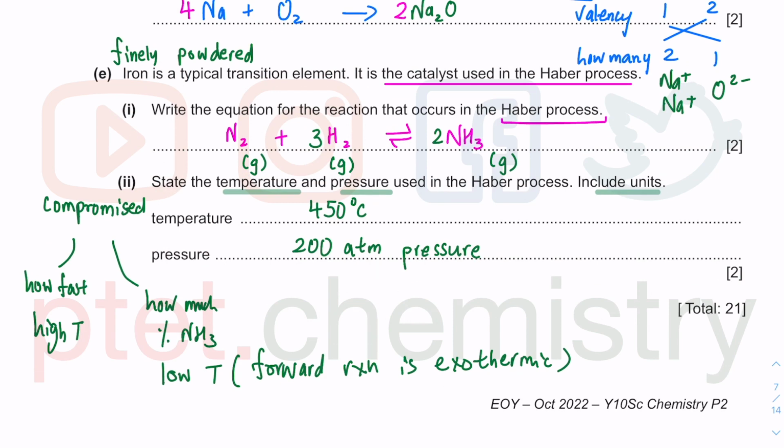Very high pressure, counting the moles of gases: 4 moles of gases on the left, 2 moles of gases on the right. Higher pressure, equilibrium tries to lower the pressure by shifting to the side with lesser gaseous molecules. That's to the right, favoring the right hand side. Also faster rate of reaction, as the gas particles will be squeezed closer together and they collide more frequently at higher pressure. Collide more frequently, more effective collisions, faster rate of reaction.